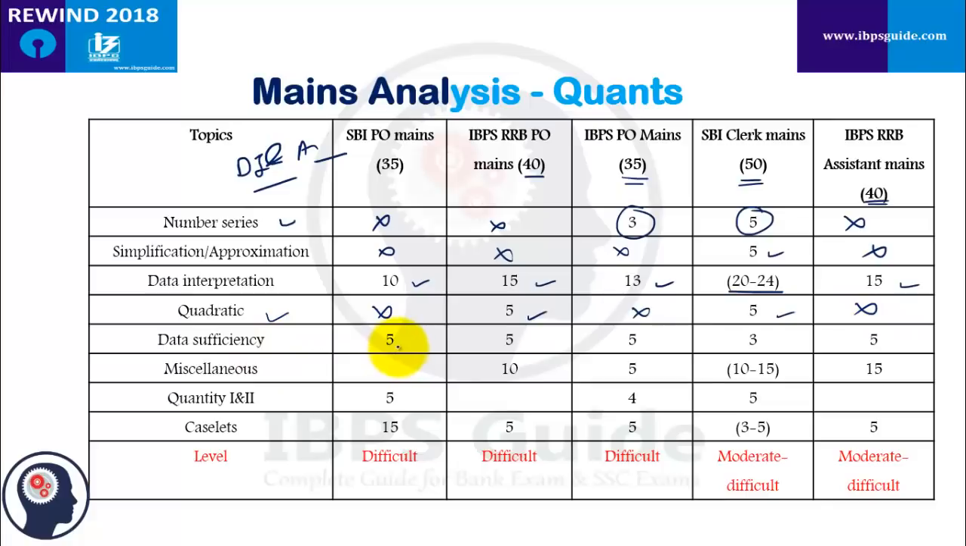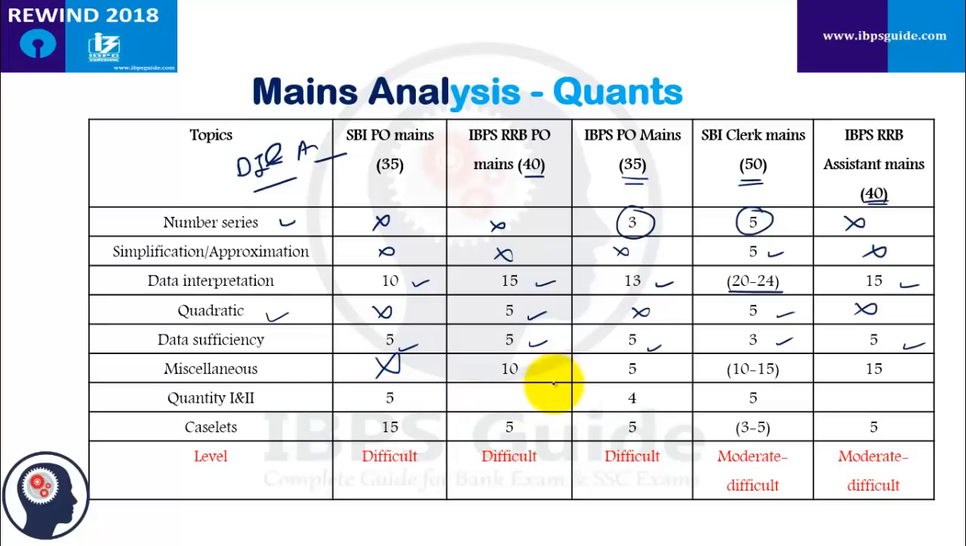Likewise in data sufficiency 5 questions are asked in IBPS RRB PO, 5 questions in IBPS PO mains, 3 questions are asked in SBI clerk mains, and IBPS RRB assistant 5 questions. Then miscellaneous questions, or you can say application sums, different topics like profit and loss, time and distance, time and work, boats and streams. Likewise, no question is asked from these topics in SBI PO mains.